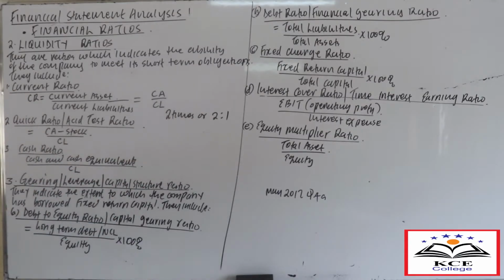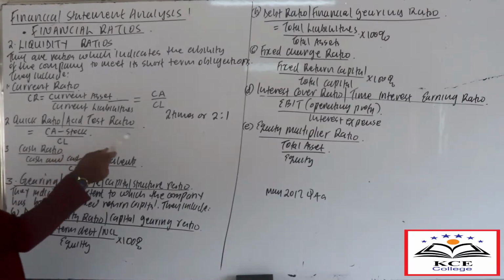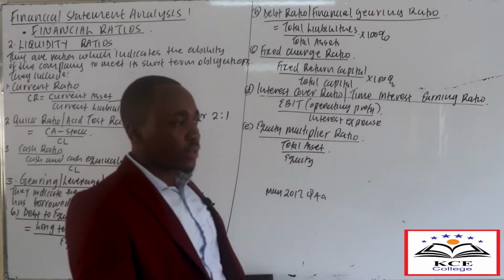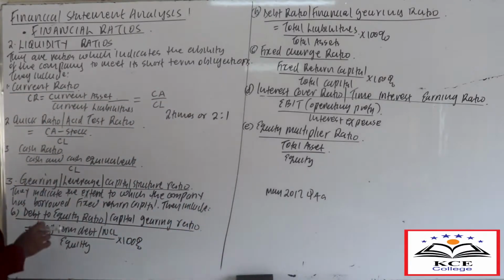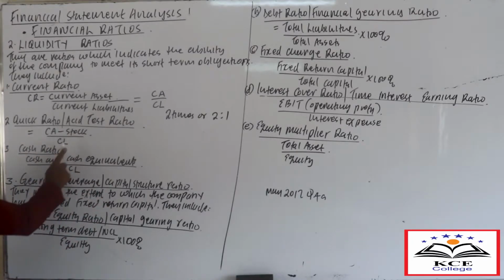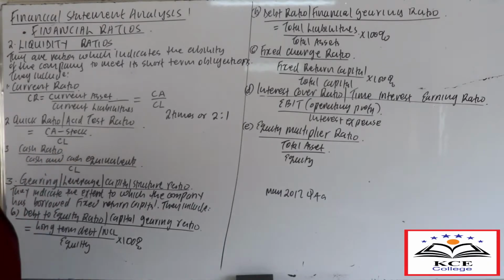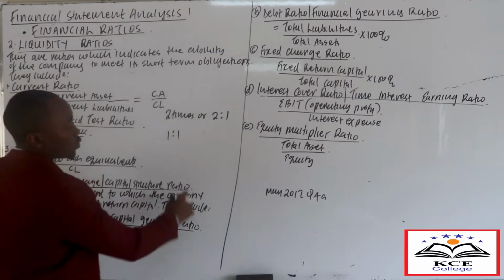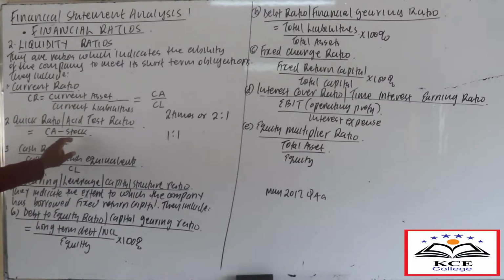Then number 2, we have the quick ratio or acid test ratio. This is how we get the quick ratio. You take the current asset, but in this case, you eliminate the stock. Why are you eliminating the stock? Because it's hard to convert the stock into cash when the amount is required. Stock is not that highly liquid. So you take the current asset, deduct the stock, then divide by the current liability. For the quick ratio, the recommended ratio is 1:1. That means the current asset excluding the stock and the current liability should always be the same.